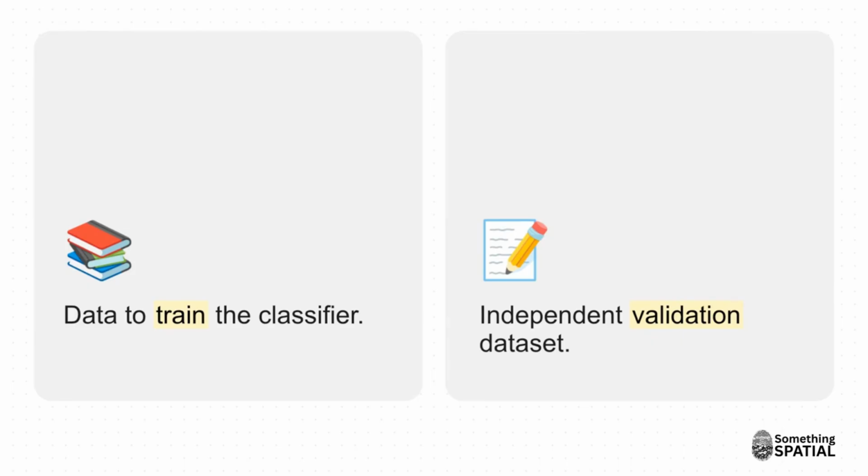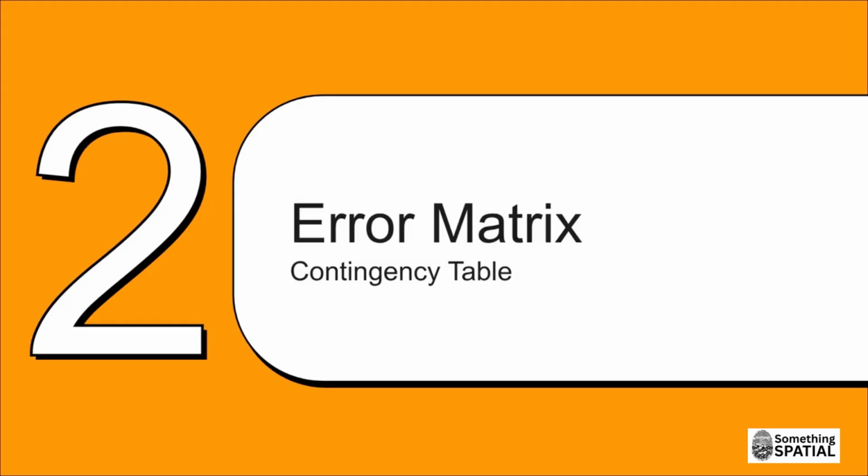Now, here's a critical rule that so many beginners get completely wrong. You absolutely cannot test an algorithm on the exact same data you use to train it. Think about it like a student studying for an exam. If you give that student the exact same practice questions on the final test, of course they're going to get a perfect score. But you haven't actually proven they understand the subject. To get a true, honest measure of real-world accuracy, we have to use a strictly independent validation dataset. This testing data is withheld entirely while the algorithm is learning, which brings us to step two, building the error matrix.